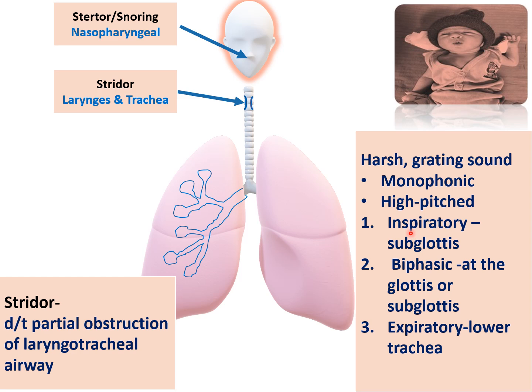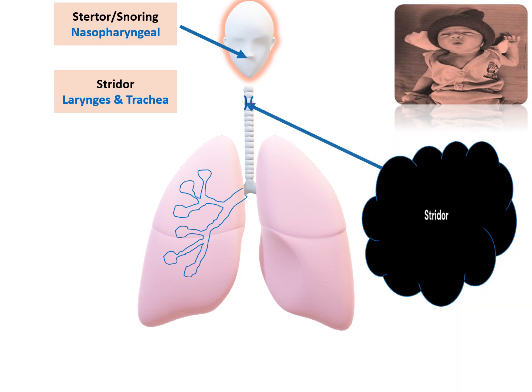It can occur during inspiration if obstruction is at the level of subglottis, and biphasic, both during inspiration and expiration, if obstruction is at the level of glottis or subglottic area, and expiratory stridor whenever obstruction is in the lower trachea. Now here, stridor sound.